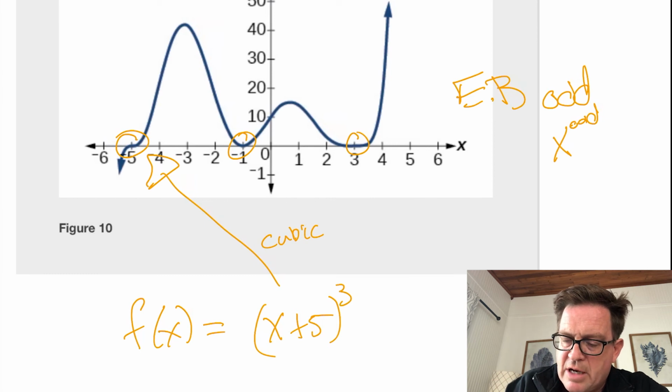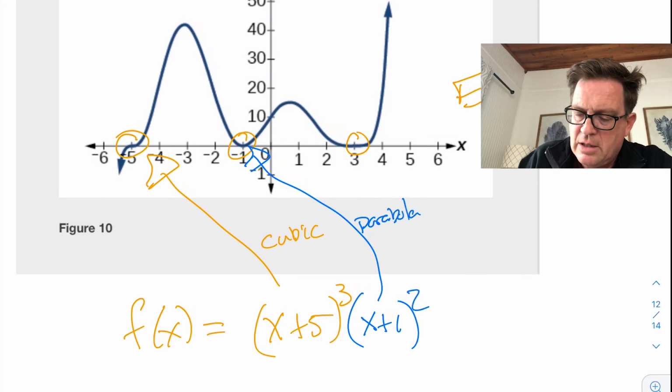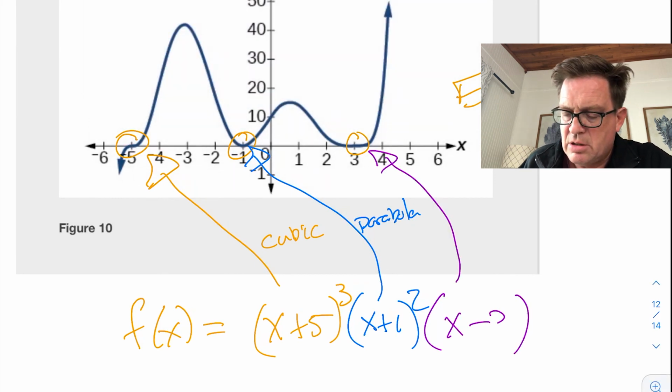Okay, then I've got a term for this middle zero at x plus 1, and this part looks like a parabola. So I'll make it squared. And what about over here? This last root is at x minus 3, so x equals 3 is where it's the root. And it could be a parabola, but it looks kind of flattened out, so I'm going to make it a 4th power.